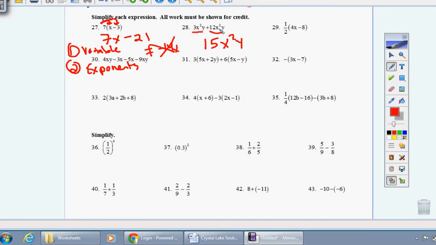Now remember, when you combine like terms, when you combine 3x squared y and 12x squared y, you do not add the exponents. The exponents stay the same.